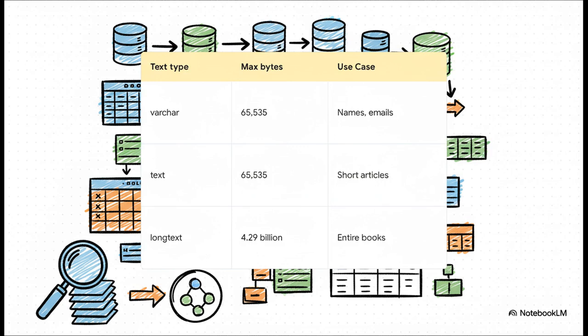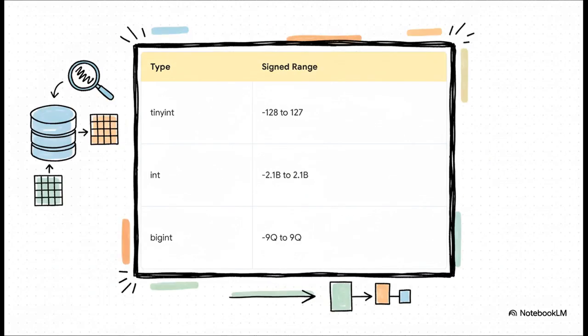So for text, for example, you've got different options depending on how much space you need. Something called a varchar, which just means variable character, is perfect for things like names or email addresses. But if you needed to store, say, the entire text of a book, you'd use something way bigger, like long text. And it's the exact same idea for numbers. If you're just storing how many items are in a shopping cart, a tiny int that only goes up to 127 is probably all you need. But if you're creating a unique ID for every single financial transaction on the entire planet, you're going to need a big int to make sure you never, ever run out of numbers. It's all about picking the right tool for the job to be as efficient as possible.